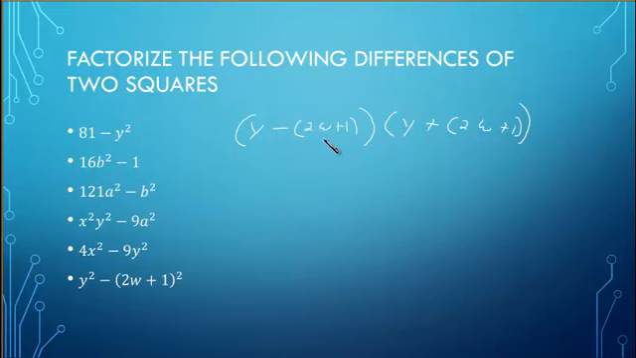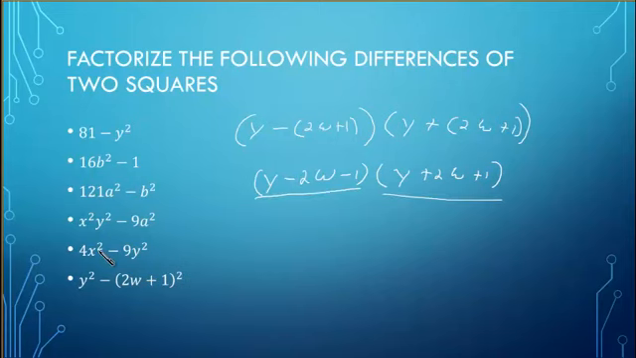And now let's fix this up. We can get rid of these inner parentheses, and this becomes y minus 2w, and be careful now, minus 1. Minus times plus is minus, and then here we go, y plus 2w plus 1. And we're done. We have a product of two expressions here.